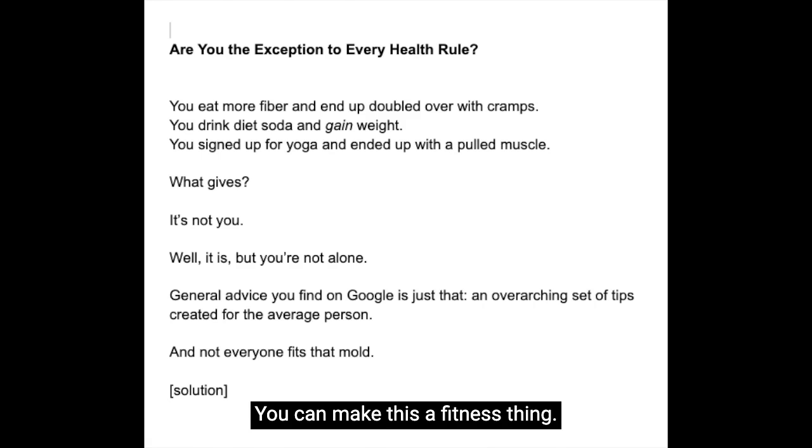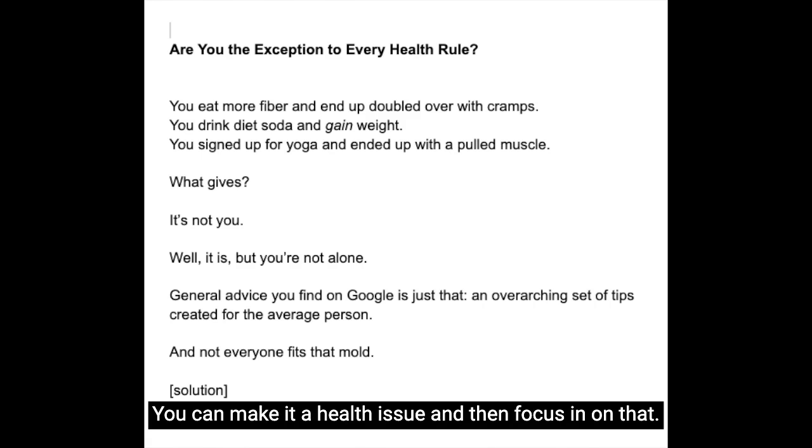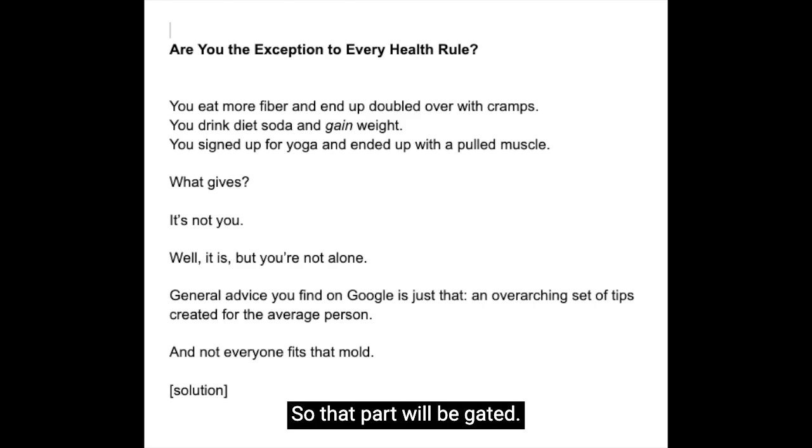You can make this a fitness thing. You can make it a health issue, and then focus in on that. But the difference is, at the end, you will have a call to action, and chances are it's probably going to be gated. This part will be ungated, but at the end, you want to capture emails for whatever it is that you want them to sign up for. So that part will be gated.